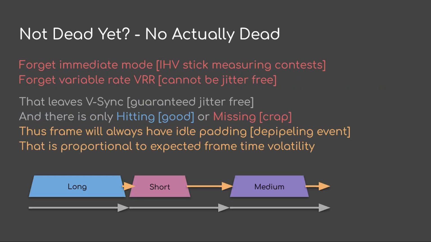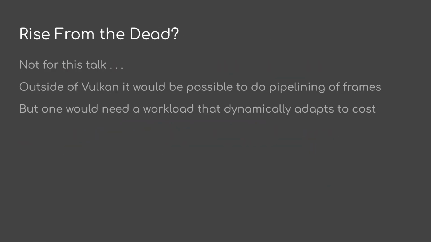Oh, but wait, I'm not dead yet. Wait, yeah, you are. Forget immediate mode. That's an IHV stick measuring contest. It's not really useful if you want good animation. Forget VRR. That can never be jitter free. That leaves VSync, guaranteed jitter free animation. And there's really only two options with VSync. Either you're hitting, good, or you're missing, total crap. This frame will always have an idle padding, a depipelining event, and that idle is going to be proportional to the expected frame time volatility. But we can rise from the dead, but not for this talk.